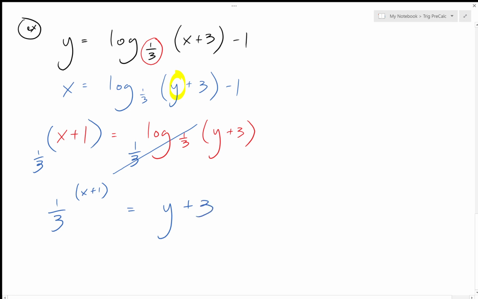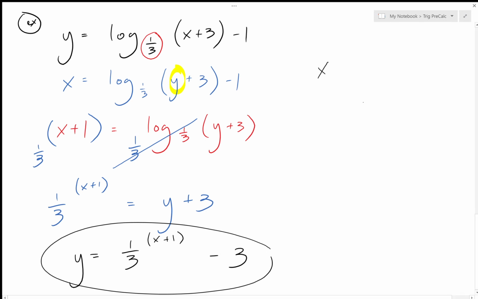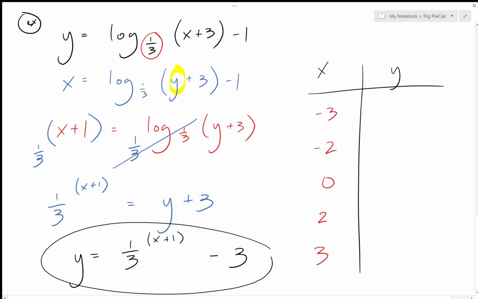And then finally subtract 3 from the other side. So y equals 1/3 to the x plus 1 power, and then that whole thing, we're going to subtract 3 from it. That's what we're going to create the table from, but that's going to be the exponential version. We'll switch the columns, and that'll give us the log version of it. So -3, -2, 0, 2, and 3.